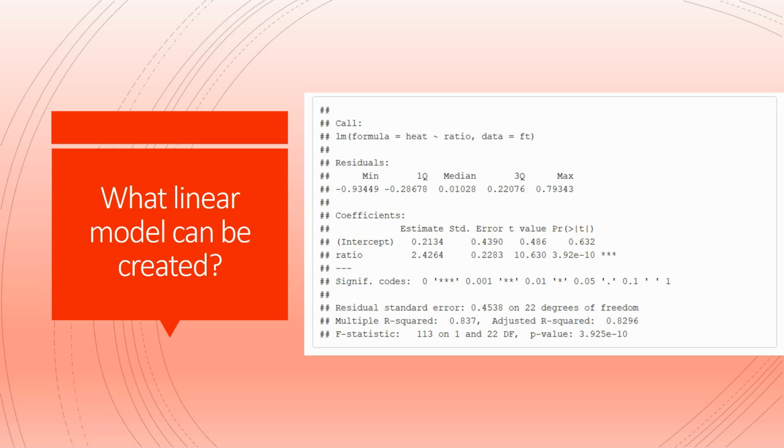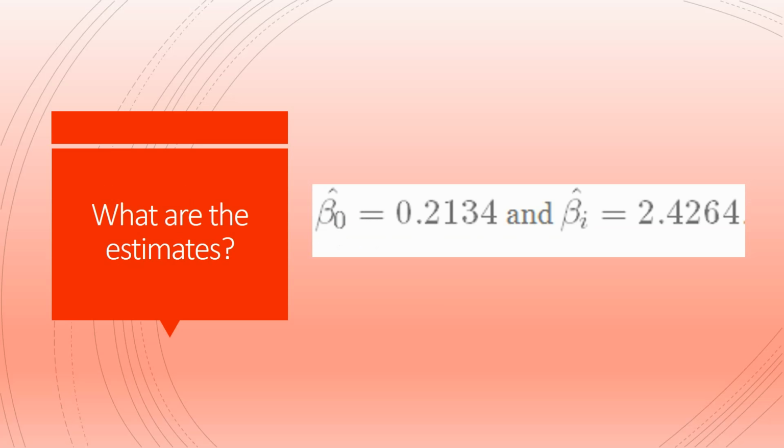So we can generate a linear model in R, and this is the linear model that was created. We can see the coefficients, the beta naught and beta 1 in this model, as well as the residual standard error and the R-squared value. So this model shows that the estimate of beta naught is 0.2134, and the estimate of beta 1 for the y value is 2.4264. Now we can see if these estimates are valid.